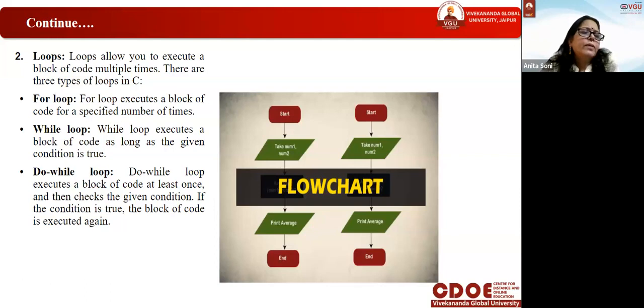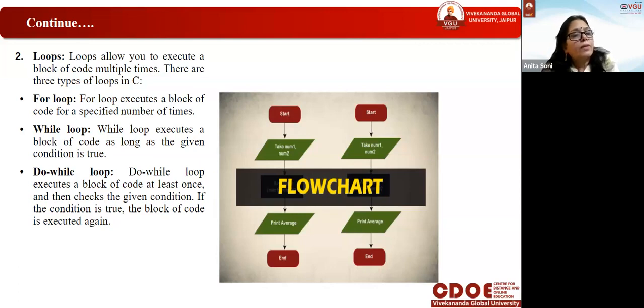Generally, when we know in advance how many times we want to execute a loop, we use the for loop. When we do not know in advance how many times we have to execute a task, we prefer the while loop. There is a difference between while loop and do while loop. While loop is called an entry loop, do while loop is called an exit loop. In a while loop, only when the condition is true will the body of the loop be executed.